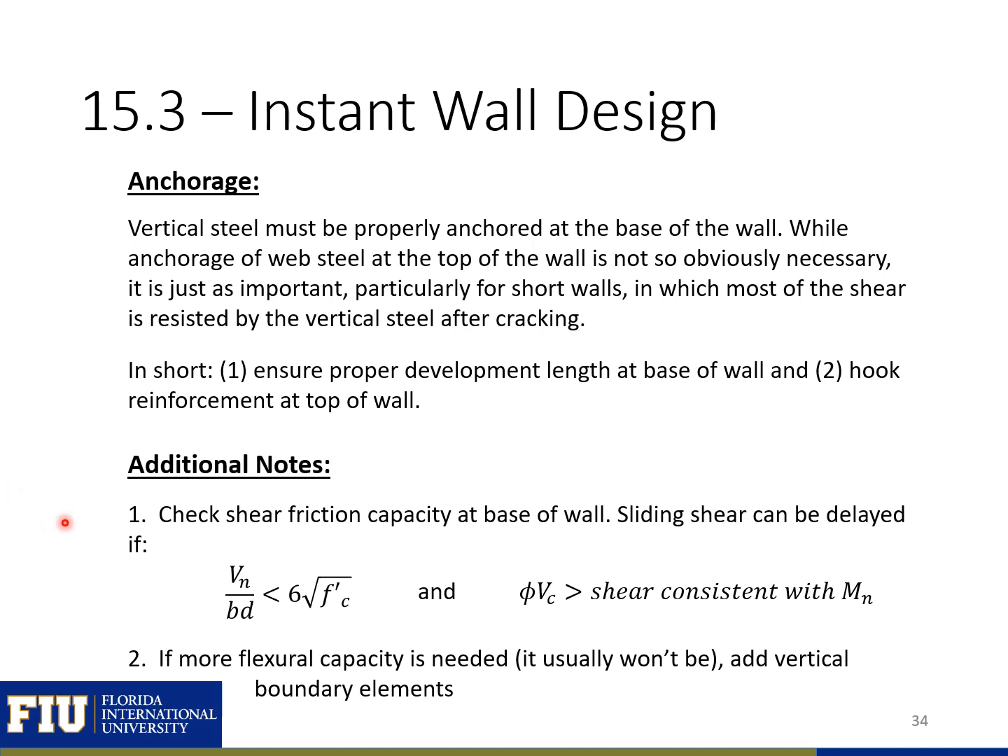We also need to check our shear friction capacity at the base of the wall. Typically, sliding shear can be delayed if our shear stresses are less than about 6 times the square root of f'c. So we can check our sliding shear capacity. Also, if we need more flexural capacity, which we normally won't, we can add vertical boundary elements. We can group our reinforcement at the ends of the member and enclose them in confining steel. To see more details on this, you can go back to the module on shear walls.